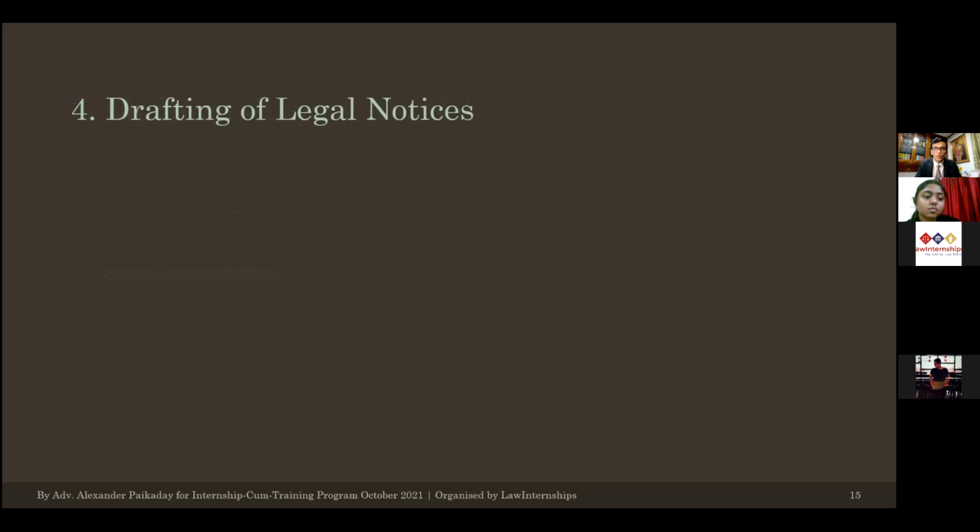Now, before we go to the drafting of the legal notice, does any of the students have any doubt on what has been taught? So if you could repeat the actual notice part back then. Sure.